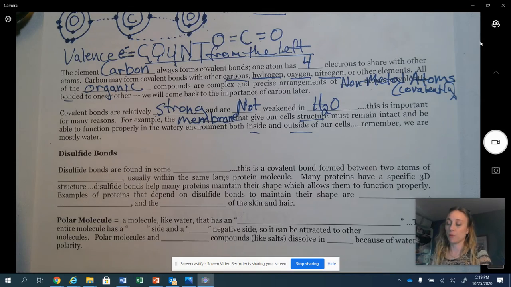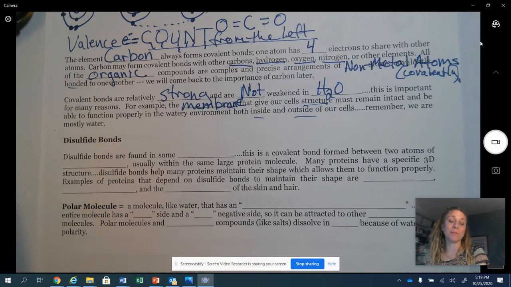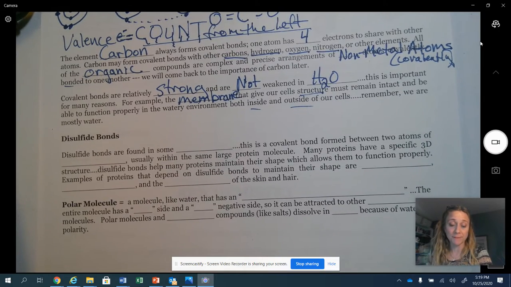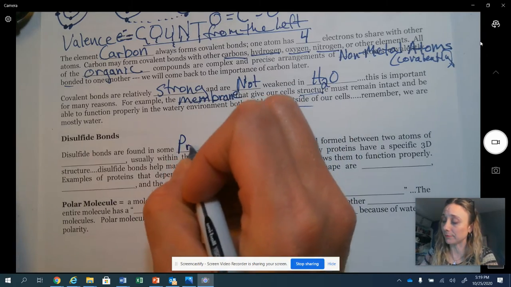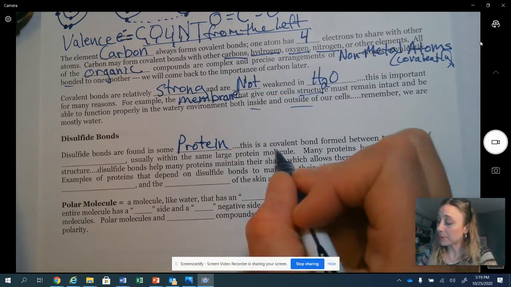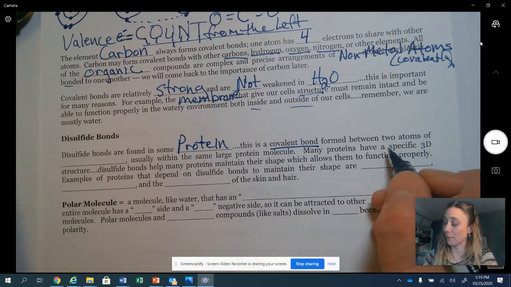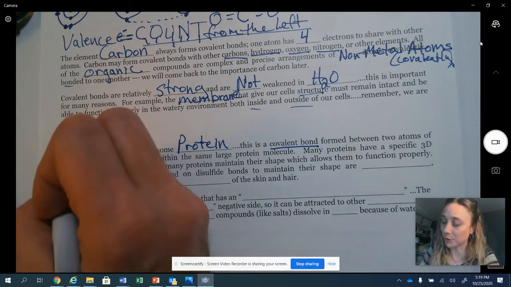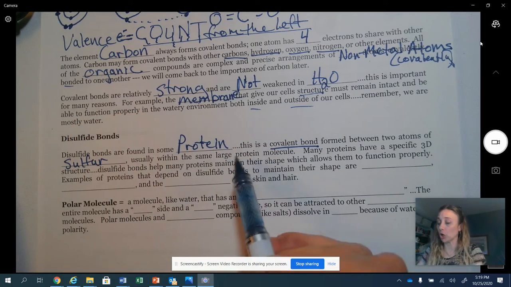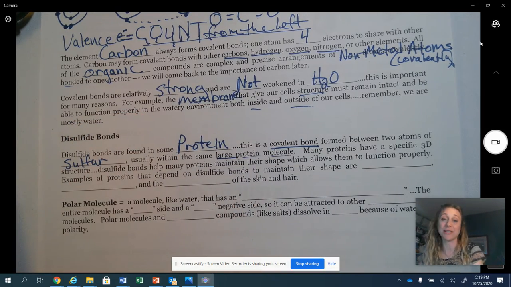All right. So we're going to talk about a certain type of covalent bond. It's important. It's called a disulfide bond. They are from sulfur, and they're only in protein. We're going to talk about proteins later. But it's an important covalent bond formed between two atoms of sulfur, usually within the same large protein molecule. Okay, it's going to give shape. It's going to allow the shape to be permanent because it's going to be locked in with that covalent bond.